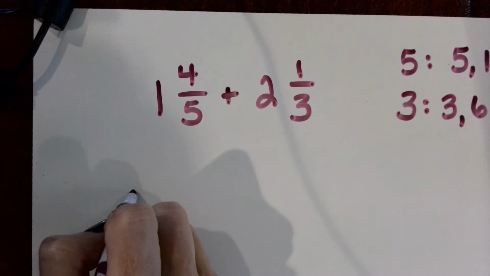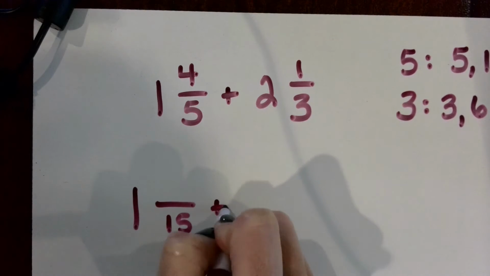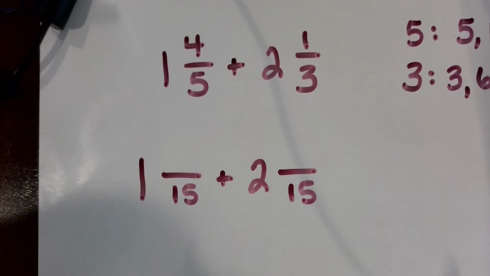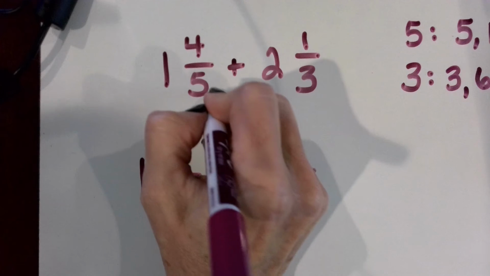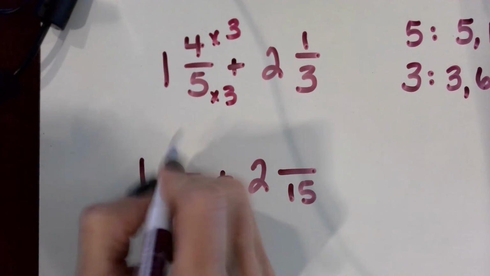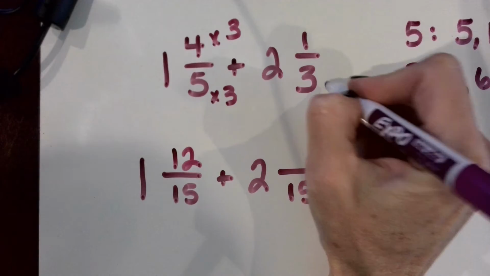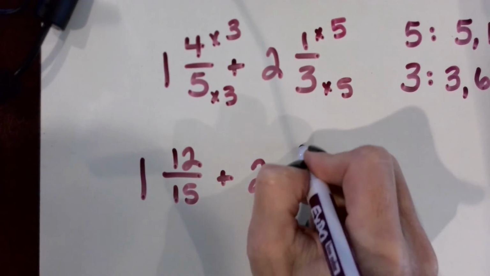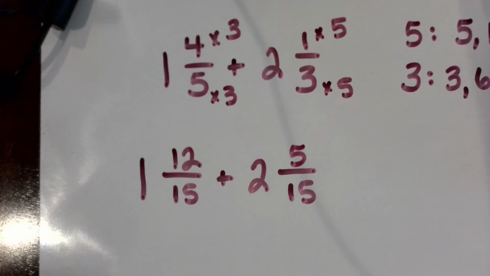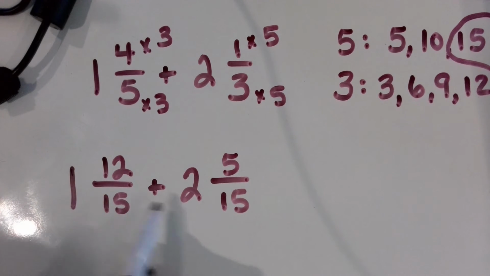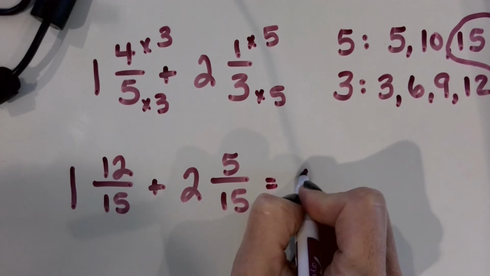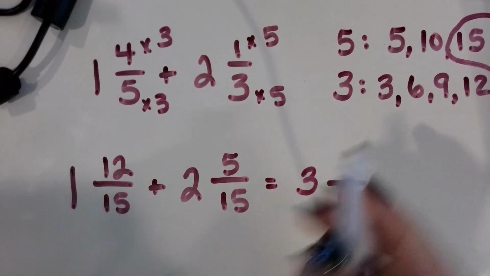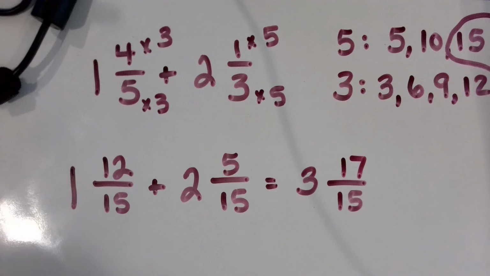So I'm going to come over here. I'm going to rewrite these fractions to have a denominator of 15. So I multiply 5 by 3 to get 15. So that means I have to multiply the numerator by 3. And here I'm going to multiply this 3 by 5 to get 15, which means I have to multiply the numerator by 5. Okay, so then I'm going to add. So I'm going to start by adding my whole numbers. 1 plus 2 is 3. My denominator will stay the same. And I'm going to add my numerators. 12 plus 5 is 17.